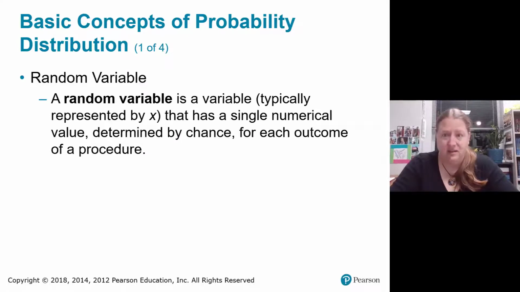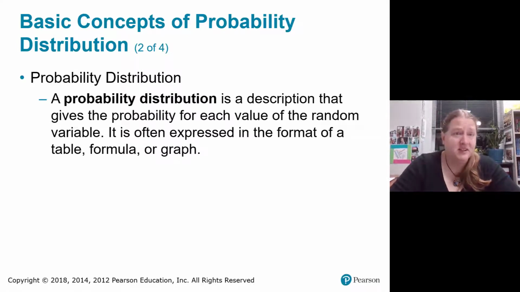So let's talk probability distribution. What's that? Well, a probability distribution is a description that gives the probability for each value of the random variable. A lot of times it gives us this in the format of a table, a formula, or a graph. Any of these three ways is an acceptable way to see a probability distribution, and we should be able to deal with all of them.